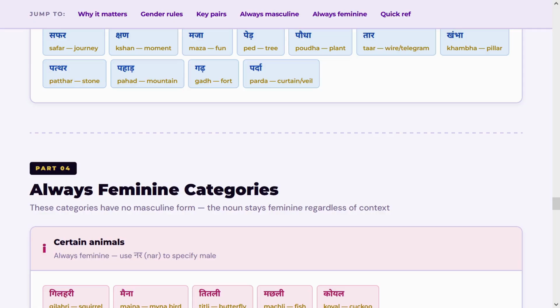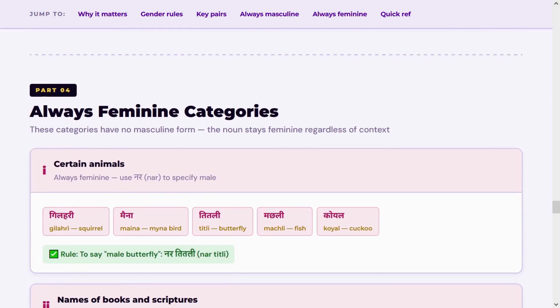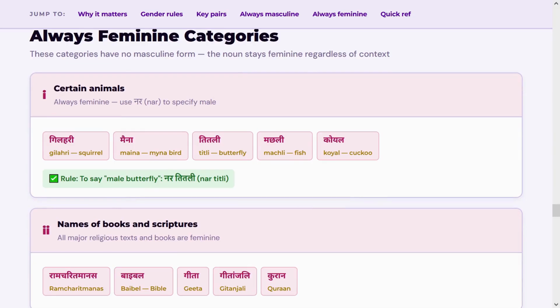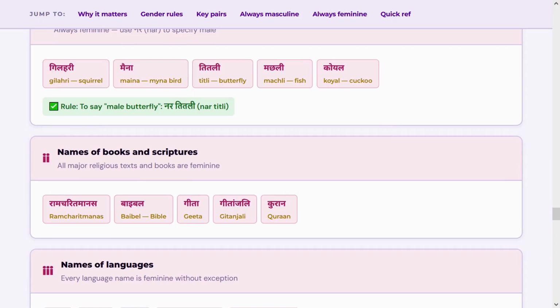Now we will go into the category where the words are always feminine. So first come those animals, right? Like gilhari, squirrel. Maina, myna bird. Titli, butterfly. Machli, fish. Koyal, cuckoo. If you want to make butterfly masculine, you have to add nar before the word, like nar titli means male butterfly.